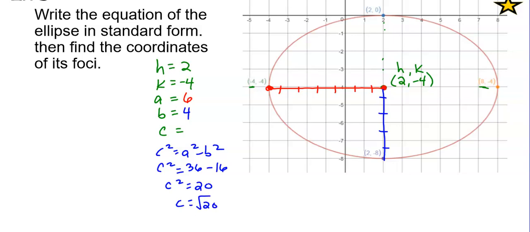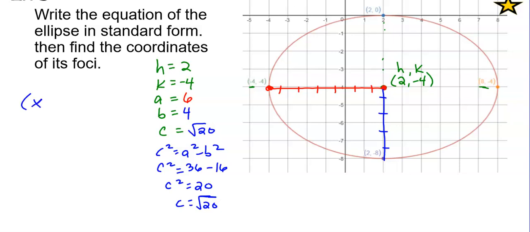And we could reduce radical form that one. I think there's a 4 in there, so you could write it as 2 square roots of 5. But we'll just leave it as a square root of 20 for now. That's fine. All right, so now for writing the equation, we're good. We really have everything we need already. So it is a horizontal one, so our x's should come first.